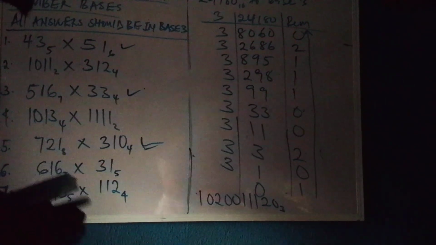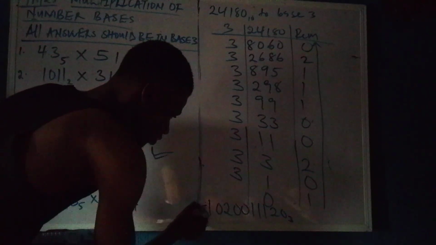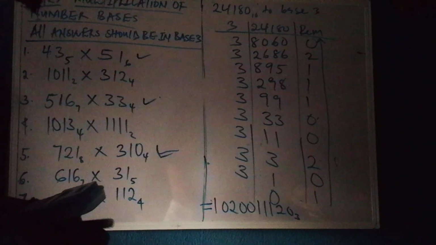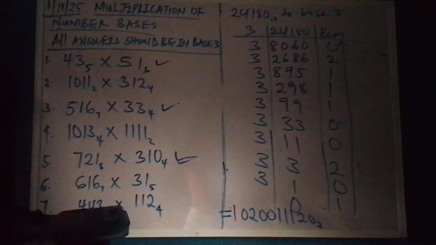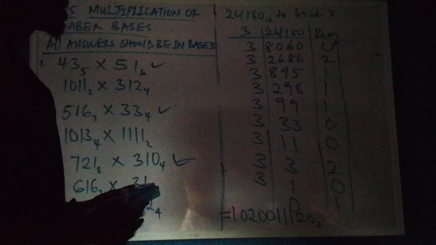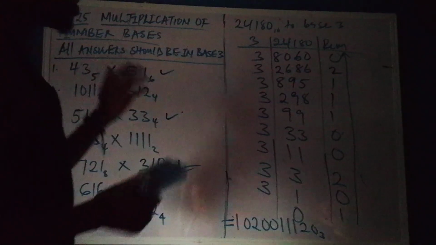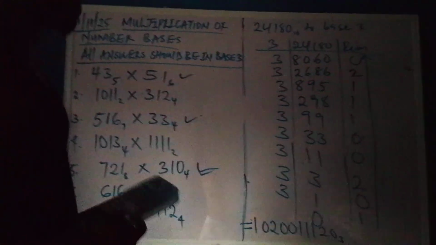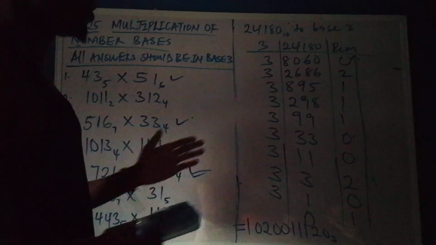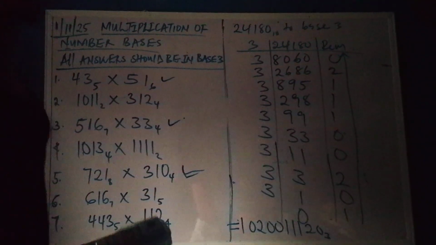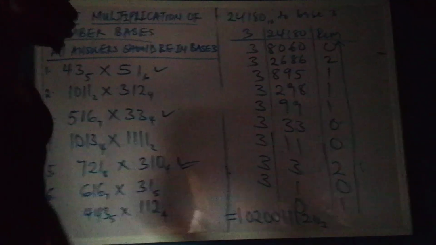So your final answer will be 102001120 base 3. So that's how to multiply bases with each other, especially when the bases are not of the same value. Do you understand? So this is how to do them.